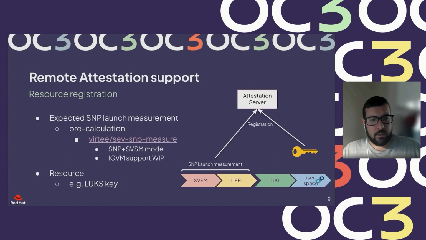Now, let's go deeper into the remote attestation support. The first thing we need to do is a resource registration into the attestation server. So we need to register our resource, our secret, that in our proof of concept is a LUKS key of the root file system. But we need to register it together with an expected SNP launch measurement, because the attestation server will release the secret only if the attestation report contains exactly the expected launch measurement.